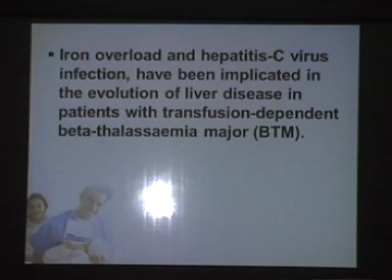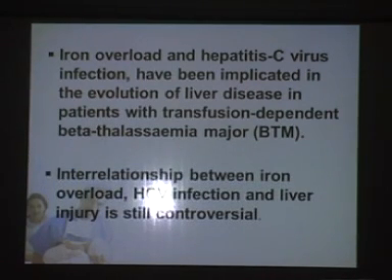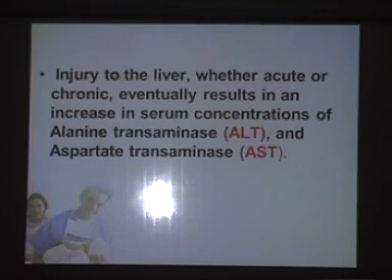Iron overload and hepatitis C virus infection have been implicated in the evolution of liver disease in patients with transfusion-dependent beta thalassemia major. The relationship between iron overload, HCV infection, and liver injury is still controversial. Injury to the liver, whether acute or chronic, eventually results in an increase in serum concentration of ALT and AST.